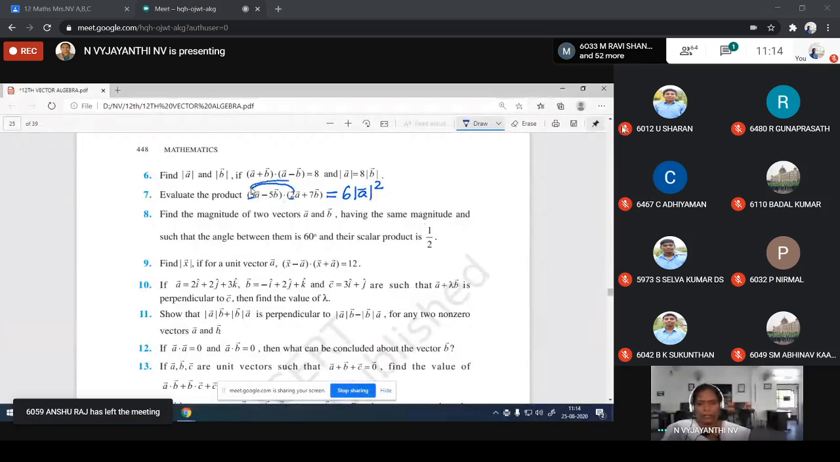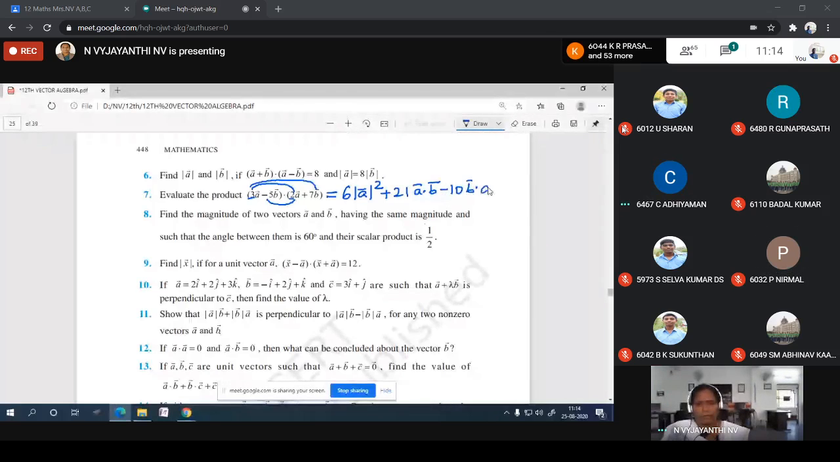3 into 7 is 21, 21 a dot b. Then minus 5 dot 2 is minus 10, minus 10 b dot a. Then minus 5 into 7, minus 35 modulus of b square. A dot b and b dot a are both equal, so we can simplify and write this as 11 into a dot b. So 6 into modulus of a square plus 11 into a dot b minus 35 into modulus of b square is the answer. Okay.